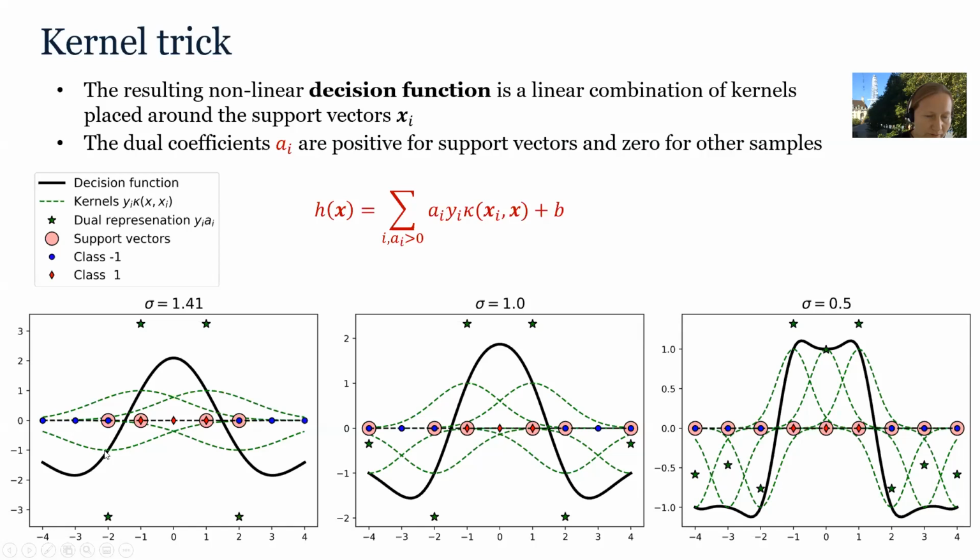So we have, and they are centered around the support vectors, as you can see. We also plotted the dual representation A, but again, we multiplied it by the label so that it appears on the correct side. So we have only 4 non-zero coefficients, and you can see how these coefficients define the shape of the decision function.